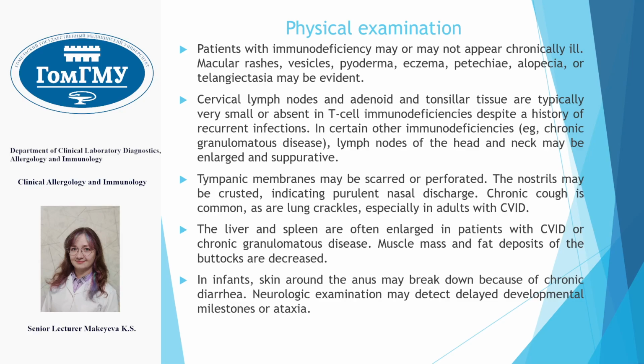In certain other immunodeficiencies, for example chronic granulomatous disease, lymph nodes of the head and neck may be enlarged and suppurative. Tympanic membranes may be scarred or perforated. The nostrils may be crusted, indicating purulent nasal discharge. Chronic cough is common, as are lung crackles, especially in adults with common variable immunodeficiency. The liver and spleen are often enlarged in patients with common variable immunodeficiency or chronic granulomatous disease.